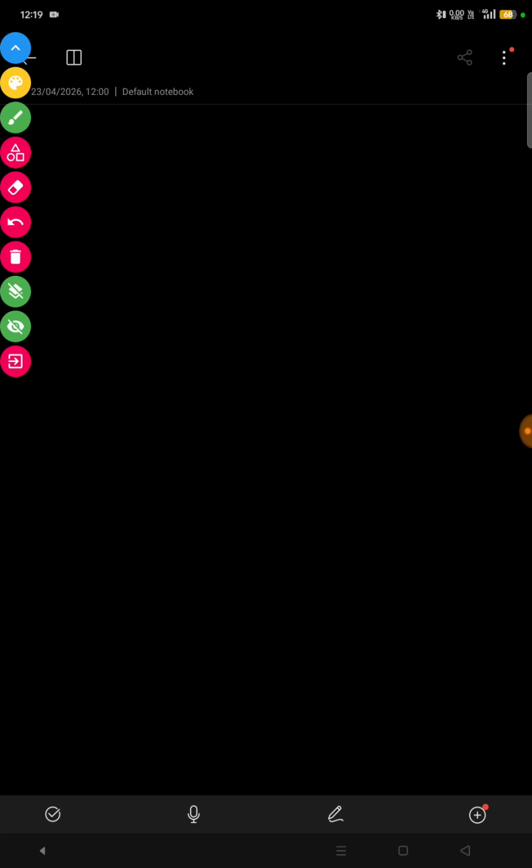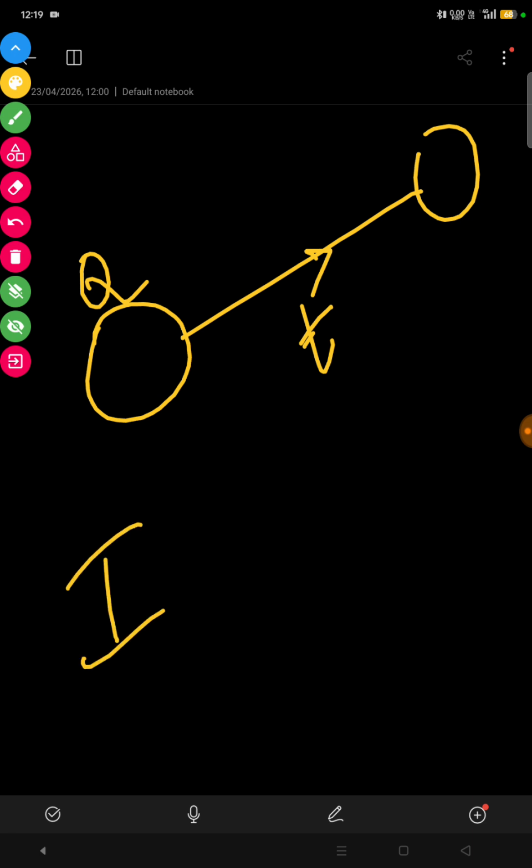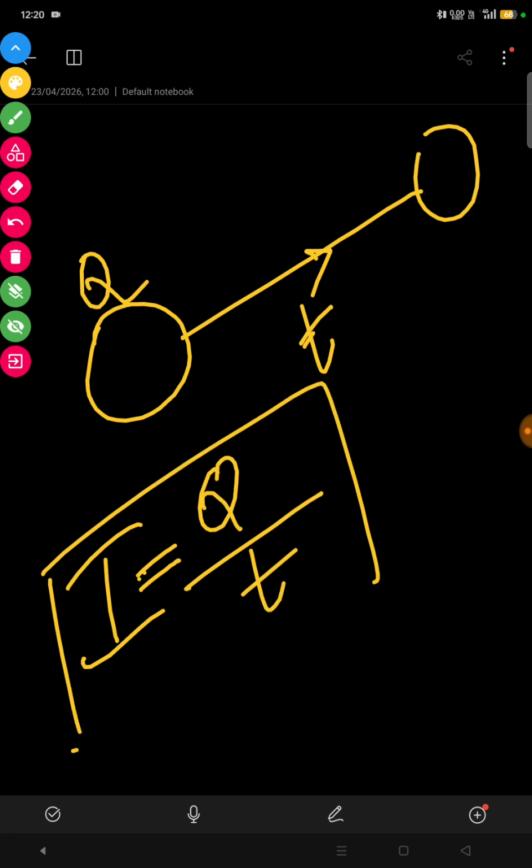Let's say that a charge of Q coulomb flows through a conductor in time t. Then what will be the magnitude of the electric current I? This current is equal to electric charge divided by time. I is equal to Q by small t.